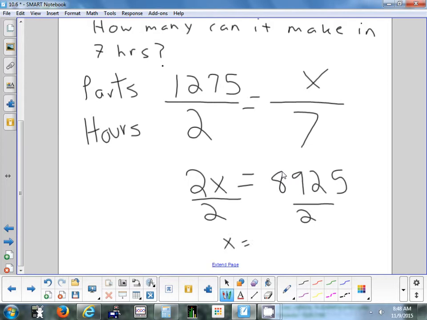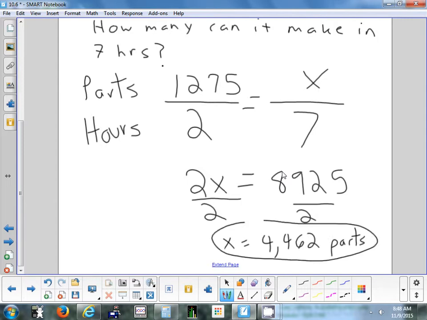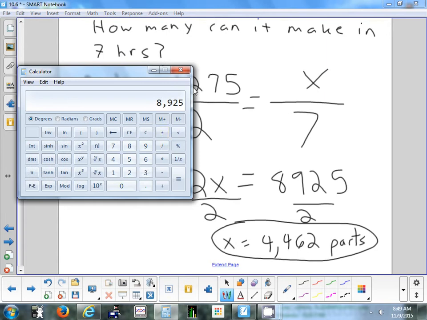4,462 parts. Say it again, Corey. 4,462 parts. Nice job labeling it. So x equals 4,462 parts. Corey, when you did that one, did you get a decimal? Yeah, when you did 8,925 divided by 2, after the 2, I got 0.5. Right. And you rounded down, which actually is correct there.